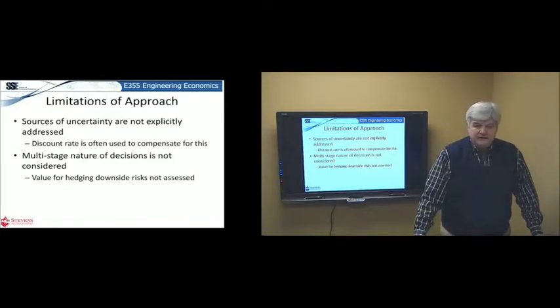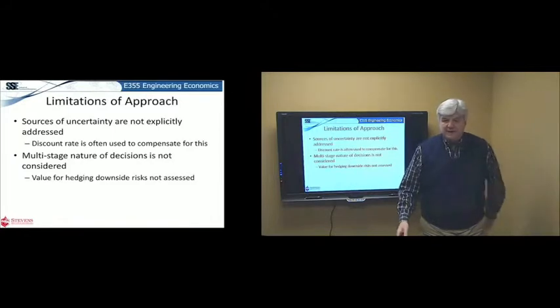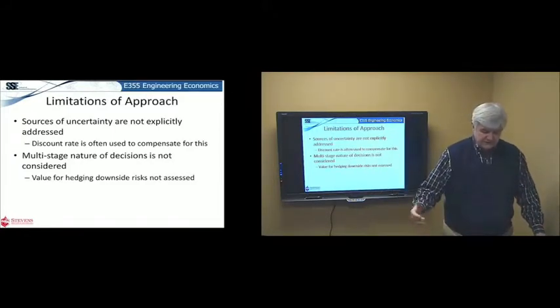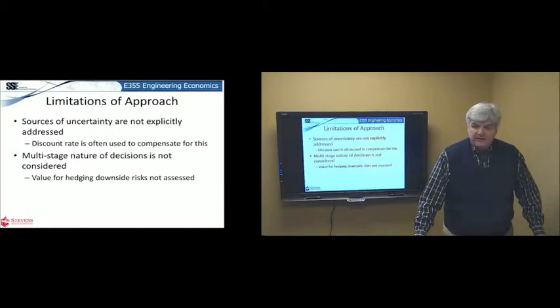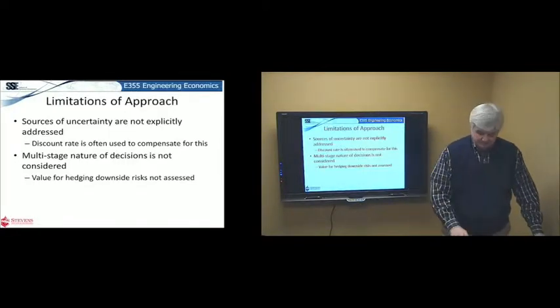So the sources of uncertainty are not explicitly addressed in net present value. The discount rate is often used to compensate for this, but that's not appropriate. It's still done. The multi-stage nature of the decisions is not considered. The value for hedging downside risks is not assessed. There's huge value in being able to exit an investment after a period of time because it's not working out, and net present value, and correspondingly internal rate of return, does not address that possibility.